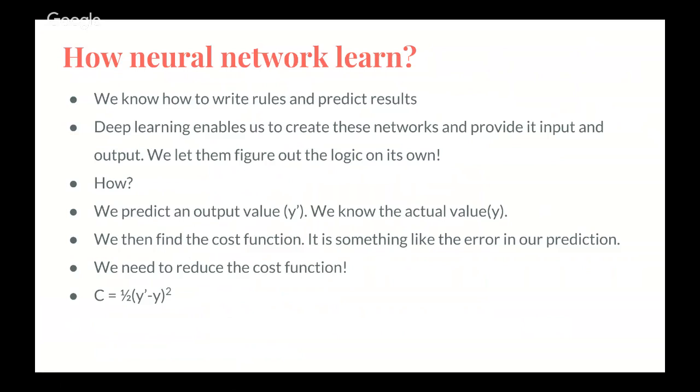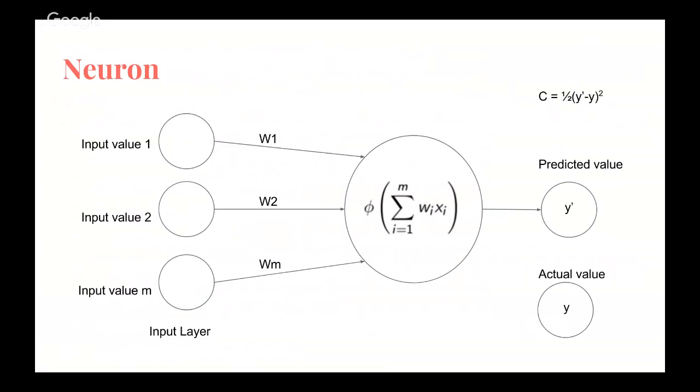So you find a value y dash, and you know that the right value should be y, so the gap, the difference, that's the error. Okay, and a cost function looks like this. So C is equal to 1 by 2 (y dash minus y) whole squared. This is one example cost function. The cost function tells us how far we are from the actual value, how much the error is.